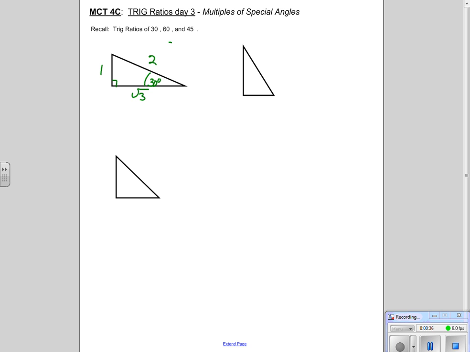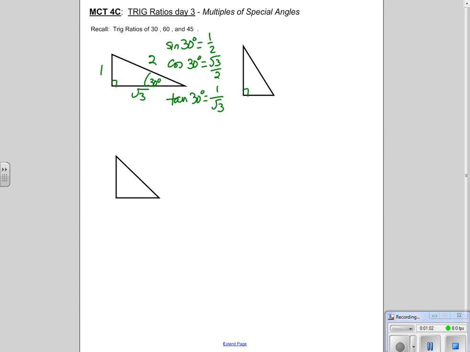So sine of 30 degrees, looking at opposite over hypotenuse, would be a half. Cos of 30 degrees, adjacent over hypotenuse, is root 3 over 2. And tangent of 30 degrees, opposite over adjacent, is 1 over root 3. We're going to be using these in the next slide, so I wanted to have them handy for us.